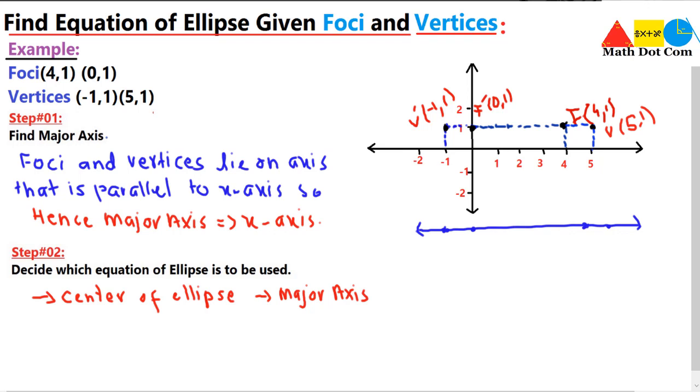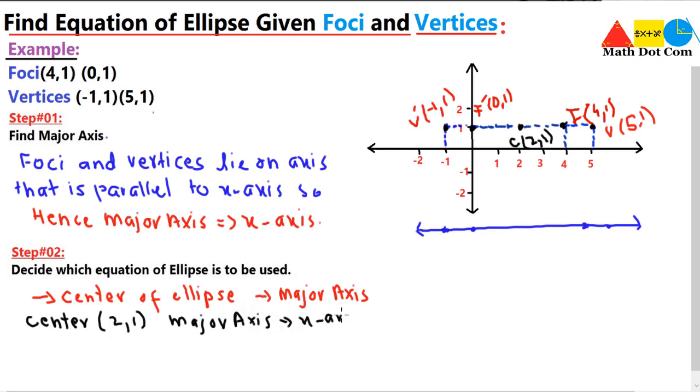As it is clear from here that the center of the ellipse is not (0, 0), we cannot use the standard equation of the ellipse. Here the center is what? Let's see. As the center lies in between the two foci, its center will be at this place, with the coordinates (2, 1). So this ellipse is a shifted ellipse, not the standard one where the center is (0, 0). The center is (2, 1), and the major axis is the x-axis. Then what will be the equation of the ellipse?